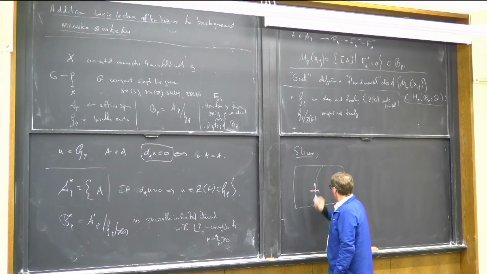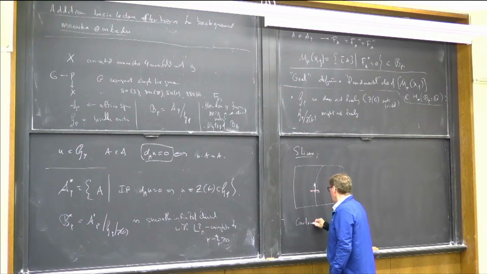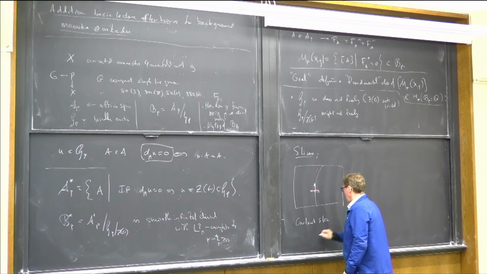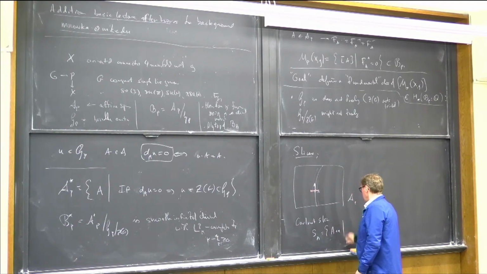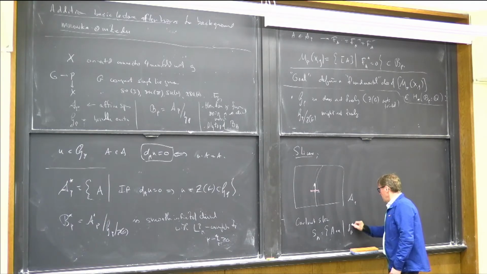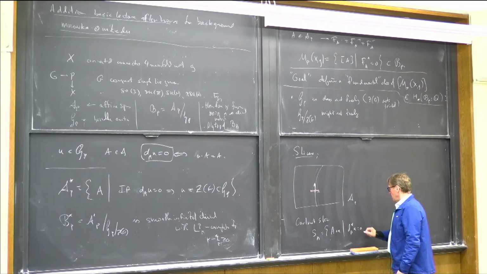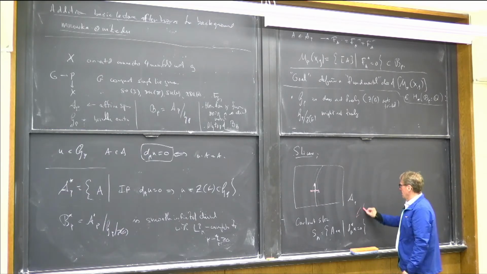And if you do that in this infinite dimensional context, you end up with what's called the Coulomb slice. S at A, that's the set of connections of the form A plus little a, such that d_A star of a is 0. So this is the L2 orthogonality condition.